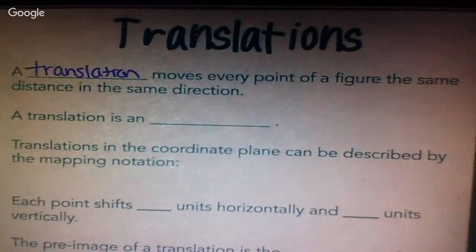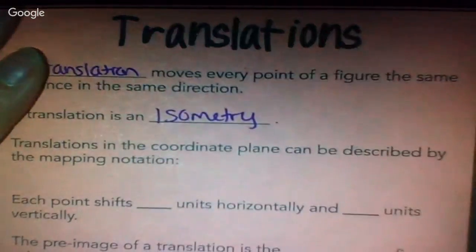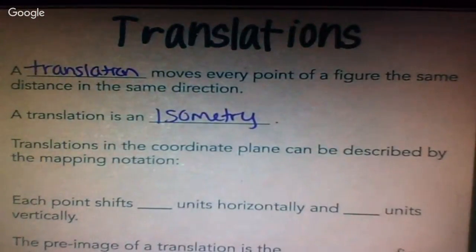A translation is an isometry. Here comes that word back again to haunt you. It's an isometry. Again, all this means is the sides stay the same length. The angles stay the same. All the changes, it's now been shifted.